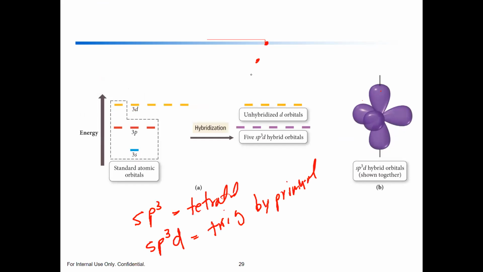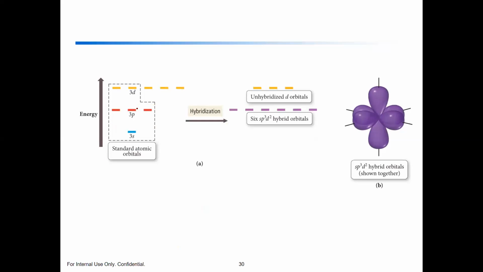Let's extend that. Instead of mixing sp3d, let's do one more time. Let's mix an S, 3 P's, and instead of 1 D, let's mix 2 D's in there and see what happens. So we're going to mix an S, 3 P's, and 2 D's. What are we going to get? sp3d2. Mathematically, when we mix all those orbitals together, called the wave function in calculus, and do some probability, what structure do we get here? Octahedral.